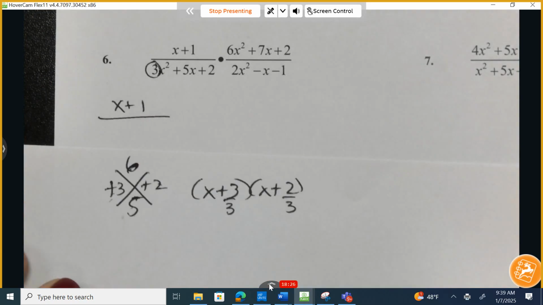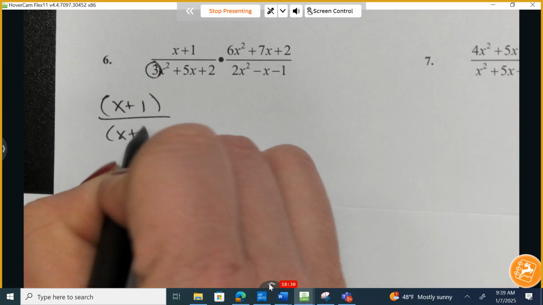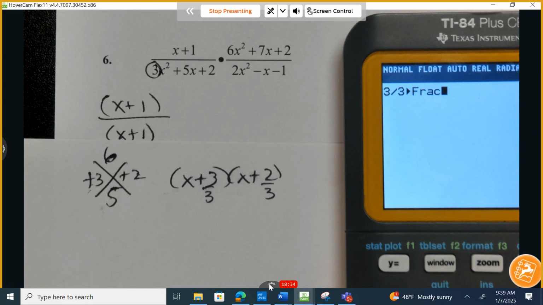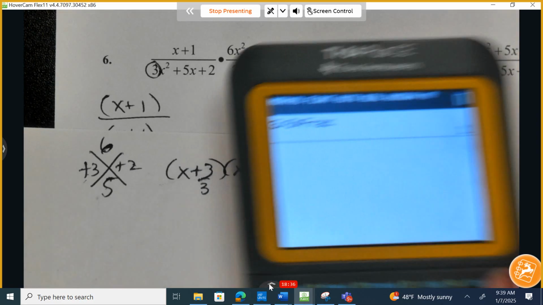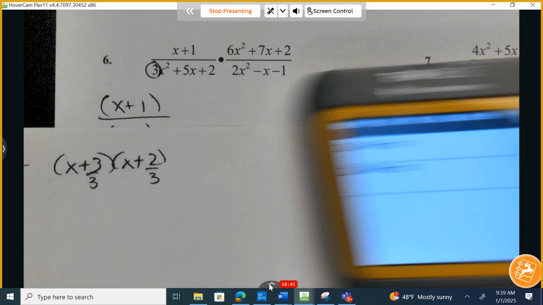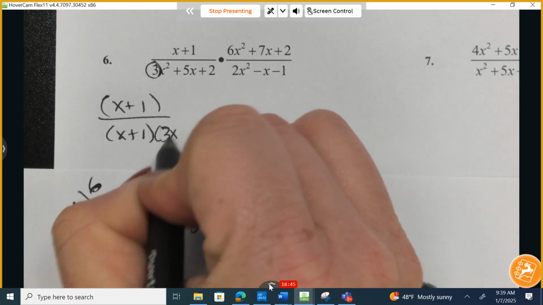So on top, I have x plus 1. On the bottom, I have 1 factor of x plus 1. Feel free to use that calculator if that helps you. So 3 divided by 3, we can see it's a 1. I don't have to worry about the bottoms up. Then I have 2 divided by 3. I try to simplify it. It doesn't simplify any further, so I need to do bottoms up. That gives us 3x plus 2.